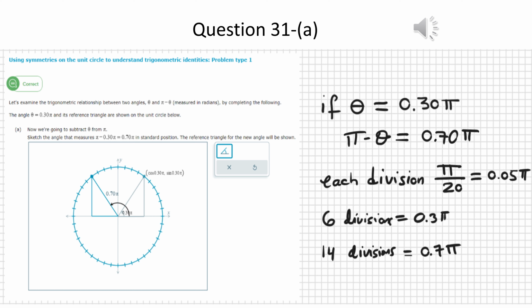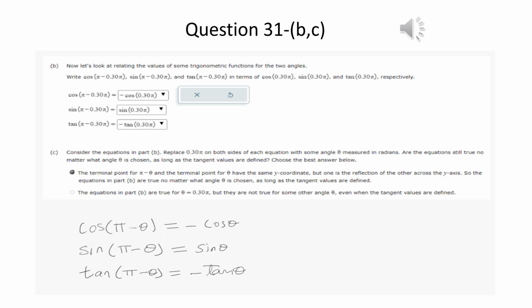Okay, this is relatively easy, so you know that property. Cosine pi minus theta is equal to minus cosine theta. Sine pi minus theta is equal to positive sine theta. And tangent pi minus theta is equal to minus tangent theta. That's a super easy identification here.